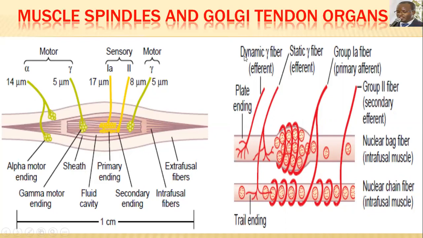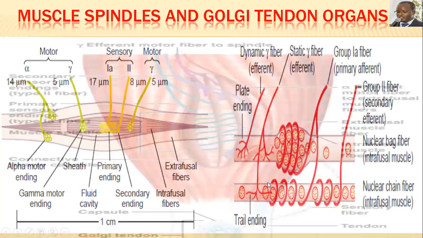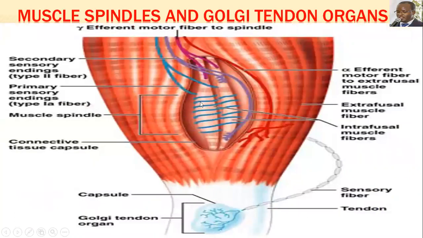Then you can also appreciate the dynamic gamma fibers and the static gamma fibers. So the dynamic gamma fibers are mainly innervating the nuclear bag, and the static ones are innervating the nuclear bag and the nuclear chain. Okay, so just the same example here of a spindle fiber. So in here, you can appreciate the primary sensory endings, which is a type 1A fiber.